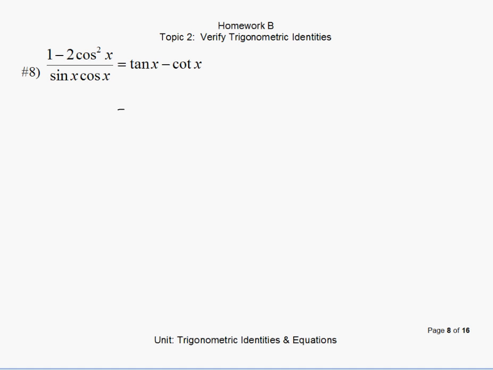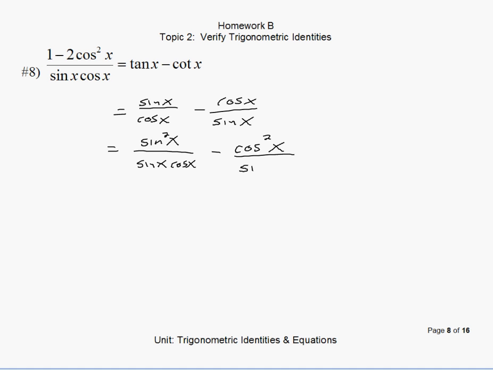This next one, the left side is the most complicated, and I've encouraged you to use the most complicated side first. But it is so complicated, I don't know where to start. So I'm going to start on the right side. I'm going to change tangent and cotangent to terms of sine and cosine using the quotient identities. Then I'm going to get common denominators. So the left fraction needs multiplied by sine on the top and bottom. The right fraction needs multiplied by cosine on the top and bottom. Subtract your fractions.